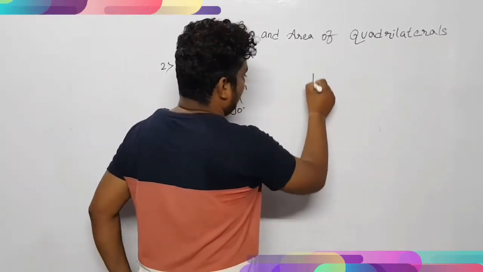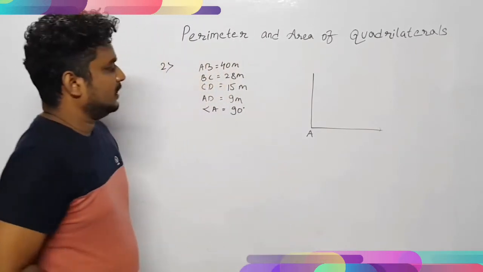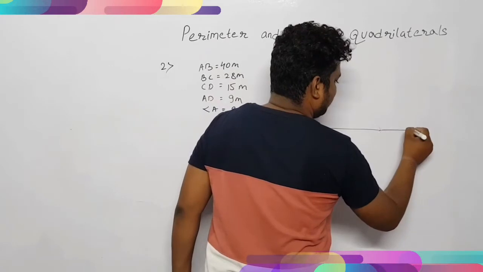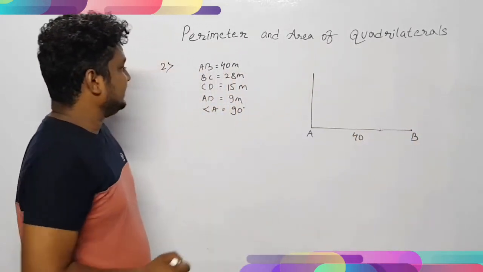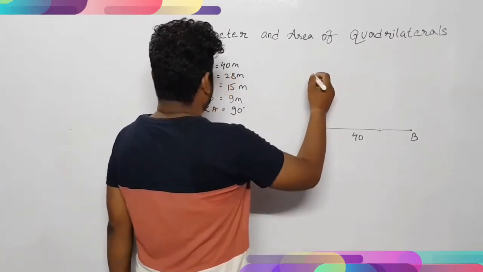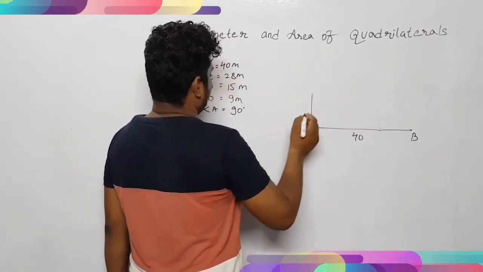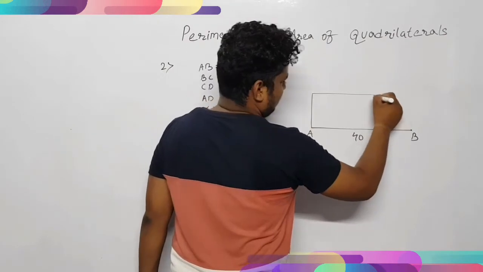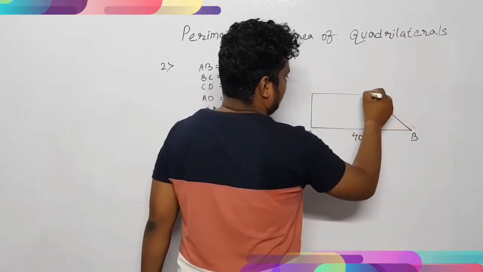So we are making one ABCD. Let this be A. Clear with this? So this we have taken as A. AB is given 40, so this point we mark as B, this is 40. BC is given 28 and CD is given 15. AD is given 9. Okay, AD is 9. We are taking approximate values. Clear with this?